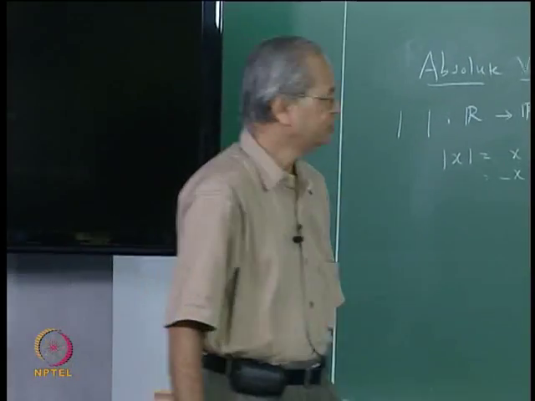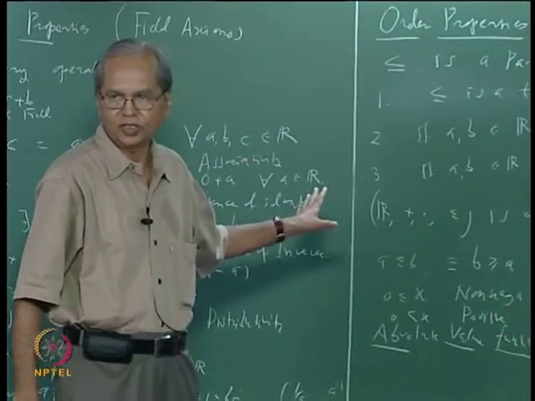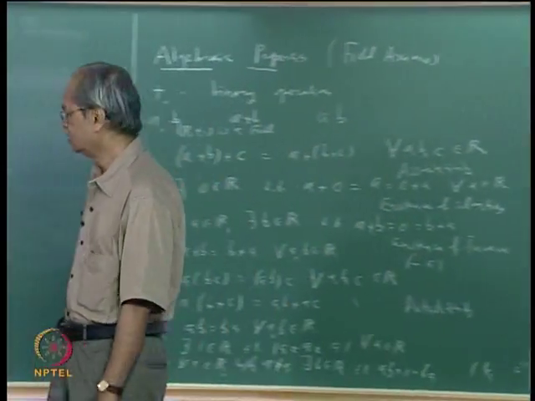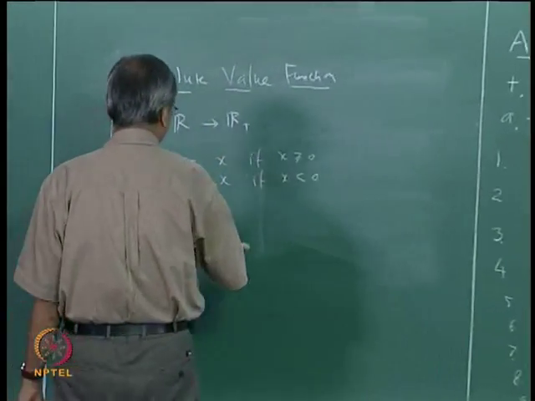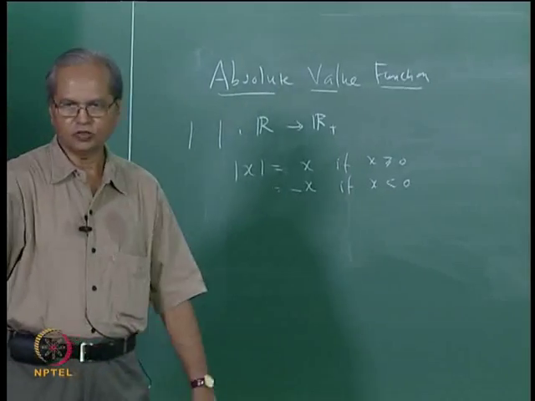Because of this total order property, any x should be either bigger than or equal to 0 or less than or equal to 0, right? So these two possibilities cover all x. So that is a function on x.